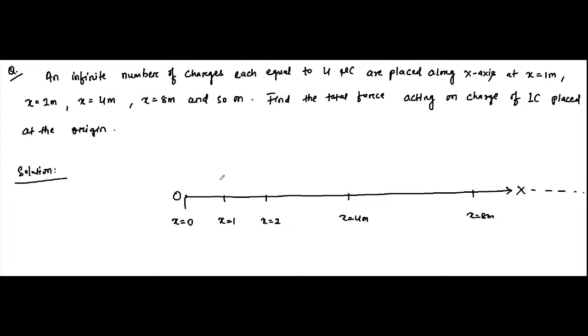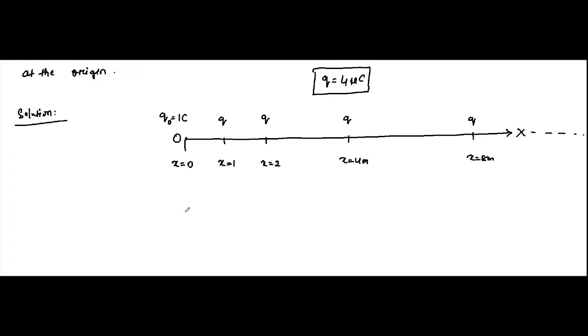All these charges, let's say we assign them a common value q, where q is equal to 4 microcoulomb, and let's say we have a charge q0, 1 coulomb, placed at the origin. So what will be the total force acting on this q0 equals 1 coulomb? It will be an application of Coulomb's law.